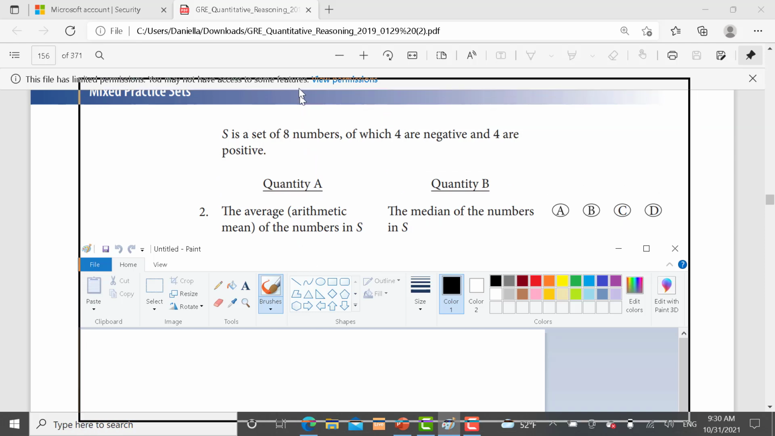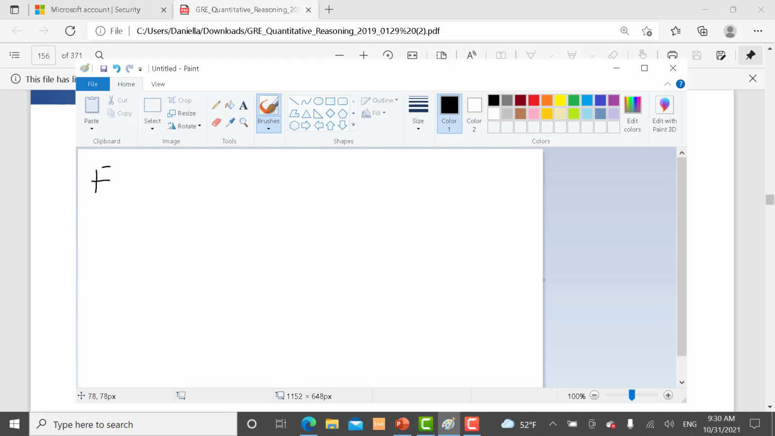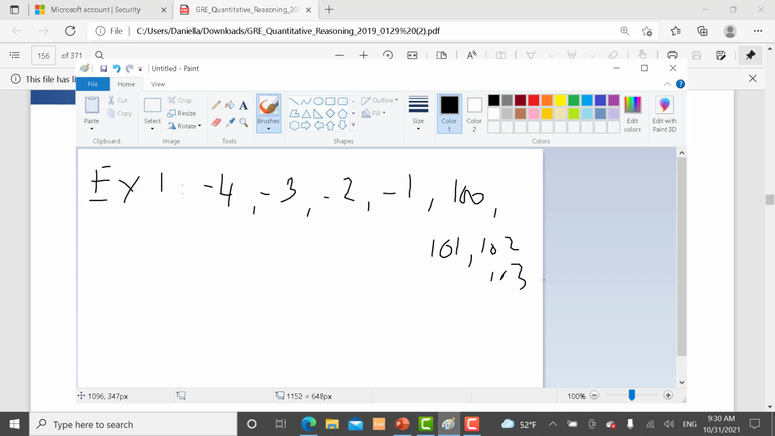So let's find one set. Let's say example 1. I'm going to find 8 numbers, 4 negative and 4 positive. So I'm going to try some very close numbers. Negative 4, negative 3, negative 2, negative 1, and then I'm going to have 100, 101, 102, 103. So now I have a set of 8 numbers, right?